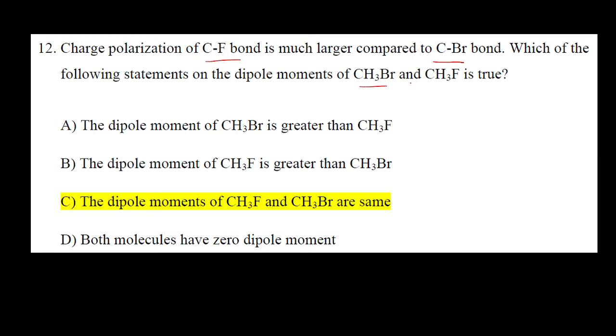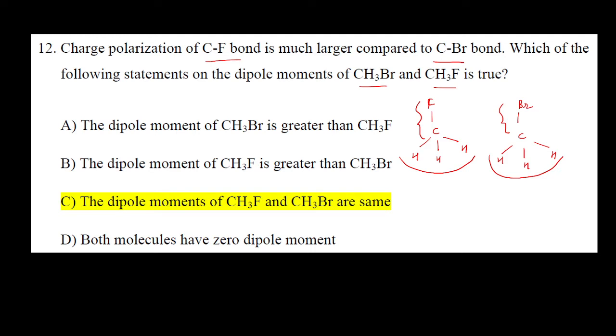So we have CH3Br and CH3F. The CH3 part is common, so I won't consider that part. This is H and H, and over here we have fluorine, and for the second molecule we have bromine. This part is the same, so whatever dipole moment comes out of this part will remain the same in magnitude for both molecules. So I only need to consider the CF bond and the CBr bond. And it's already mentioned in the question that the charge polarization of the CF bond is much larger compared to that of the CBr bond.